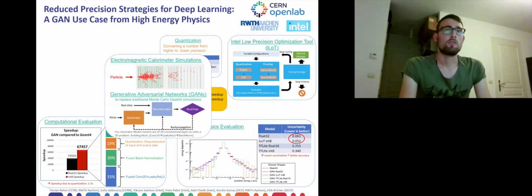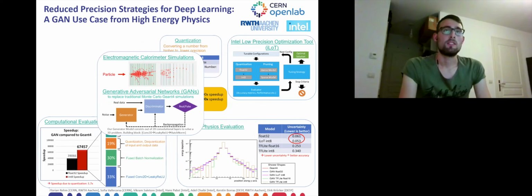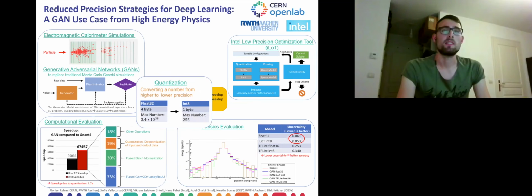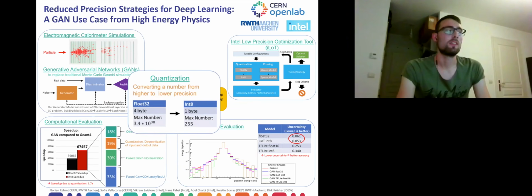So in the research, we study the effects of quantizing our trained deep generator network. Quantization simply means converting the weights and activations of our neural network down to lower precision. The default precision in deep learning is floating point 32, which we quantize down to integer 8.